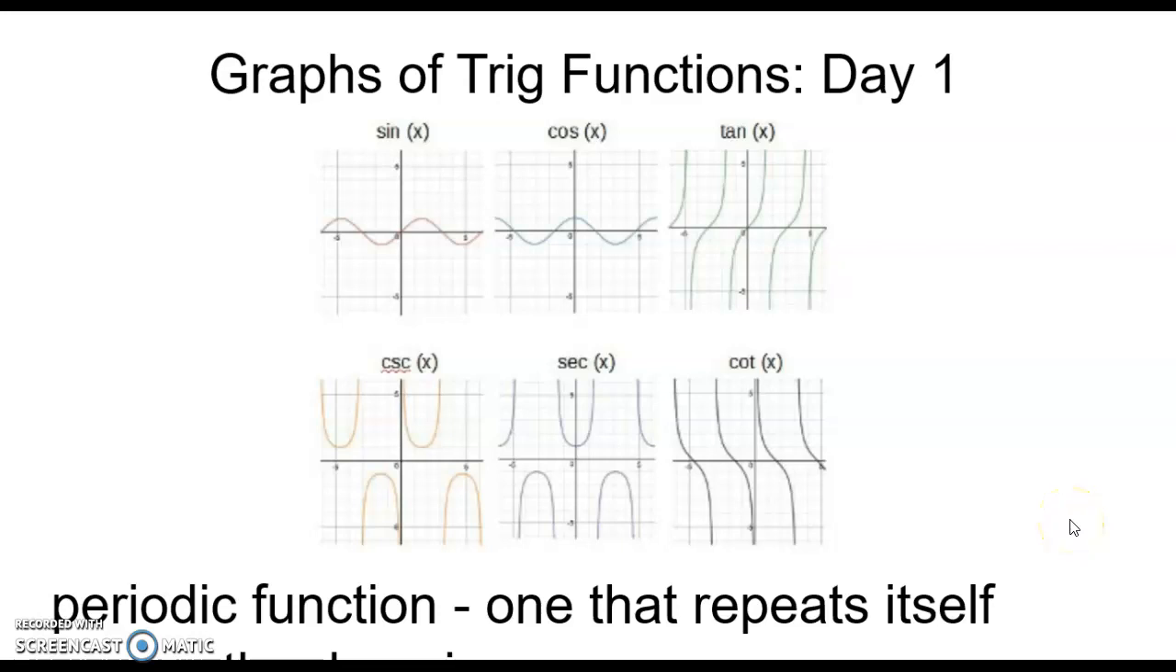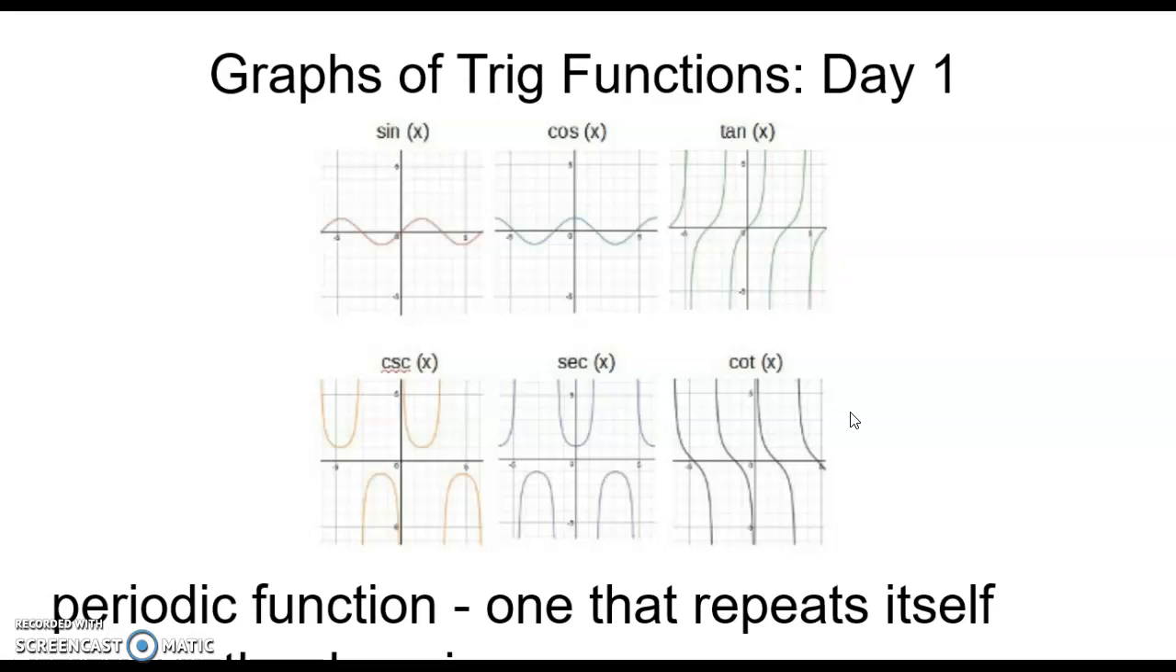Today's topic is the first day of our new unit on graphing trig functions. We have 6 of them: sine, cosine, tangent, cosecant, secant, and cotangent. These are pictures of them. You don't have to copy these down just yet. We're going to learn to graph them in groups of 2 based on their general shapes. And the first 2 that we're going to be graphing are sine and cosine.